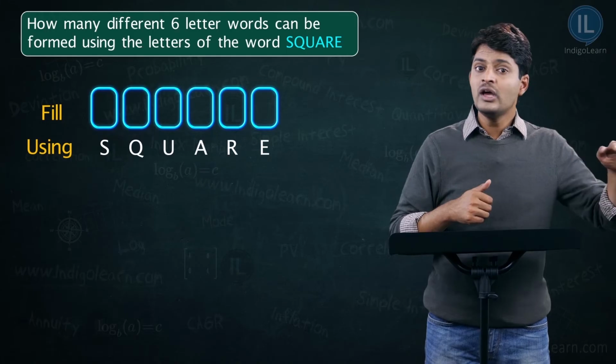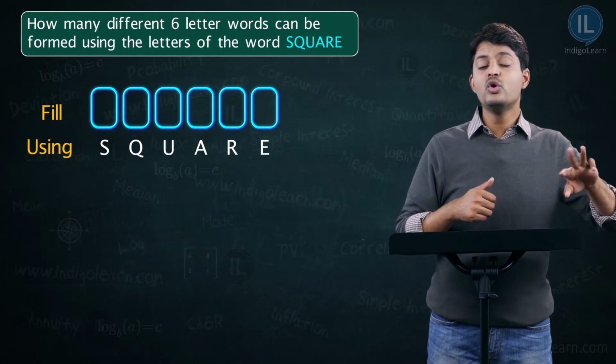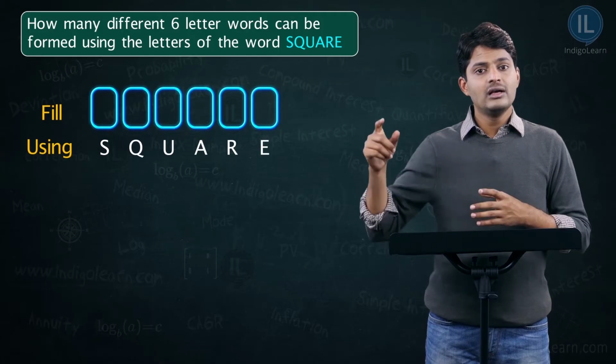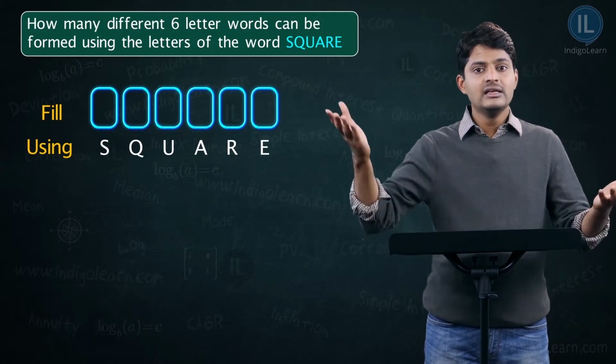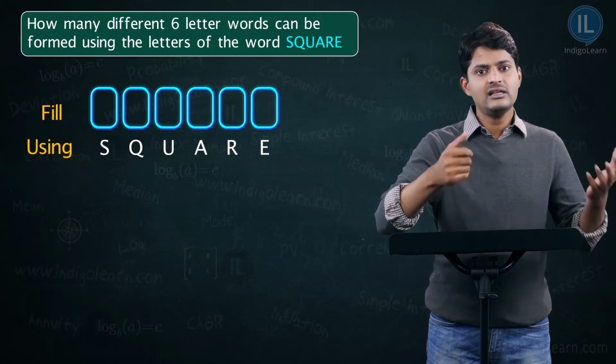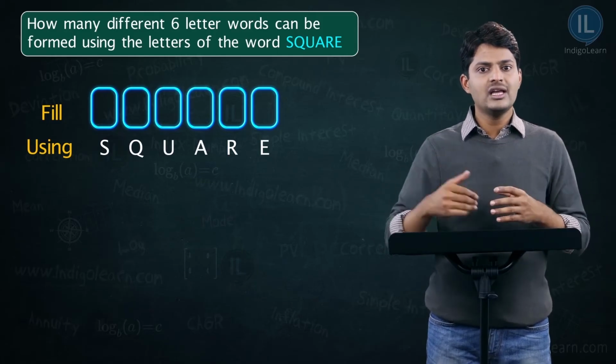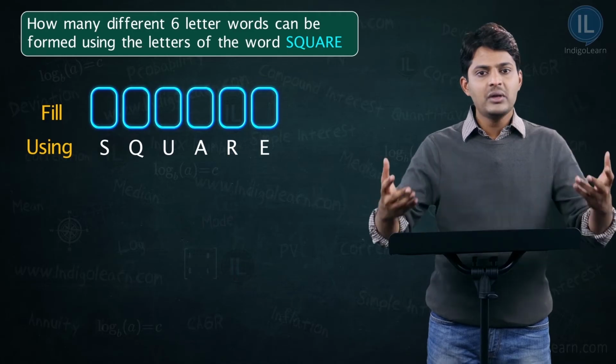You see, there is no repetition here. That means no alphabet is repeating more than one time. So it's as simple as filling 6 different chairs with 6 different people. I have 6 chairs, I have to fill with 6 different people.